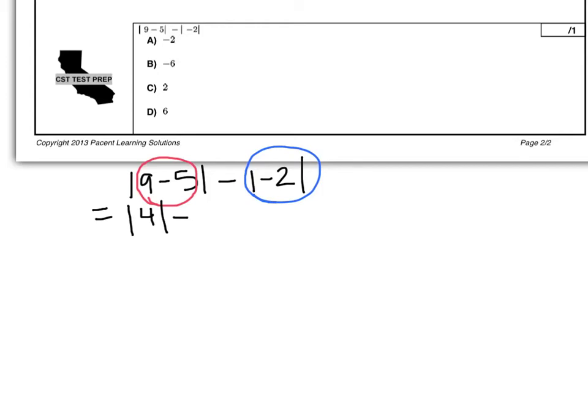The absolute value of negative 2 is 2. So I have to come back, and I have another absolute value sign. The absolute value of 4 is 4 minus that 2, which is equal to 2. And so that gives me the answer of C.